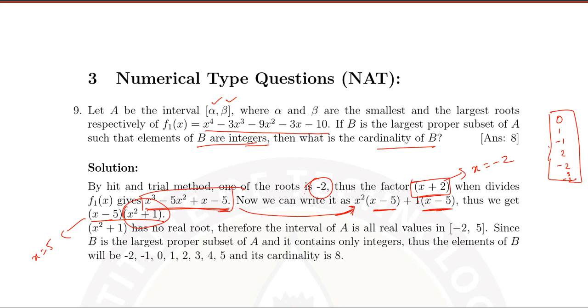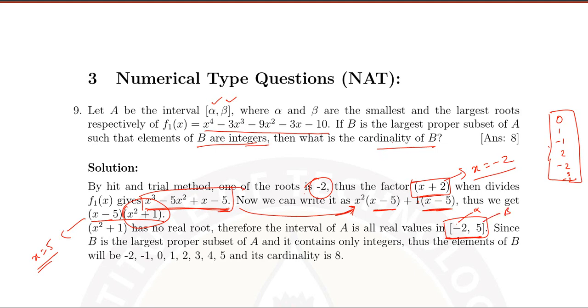Therefore the smallest and the largest roots are x equals -2 and x equals 5, and therefore the interval is -2, 5. So our alpha is -2 and our beta is 5.